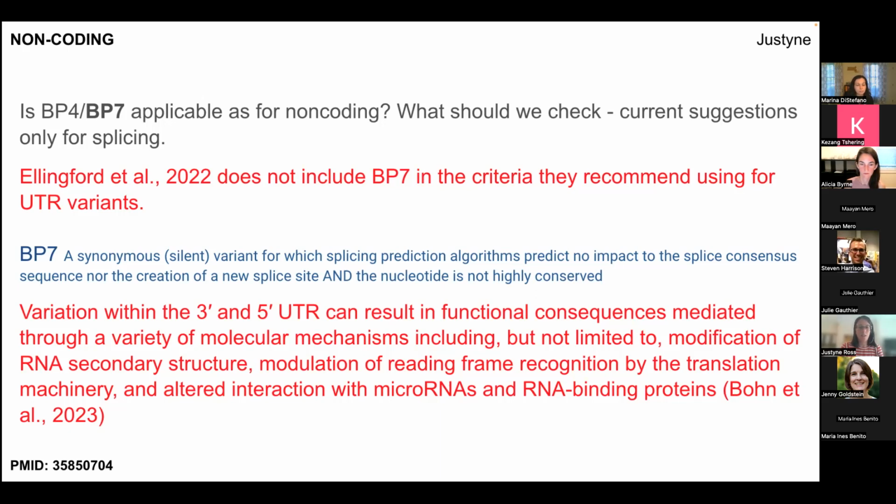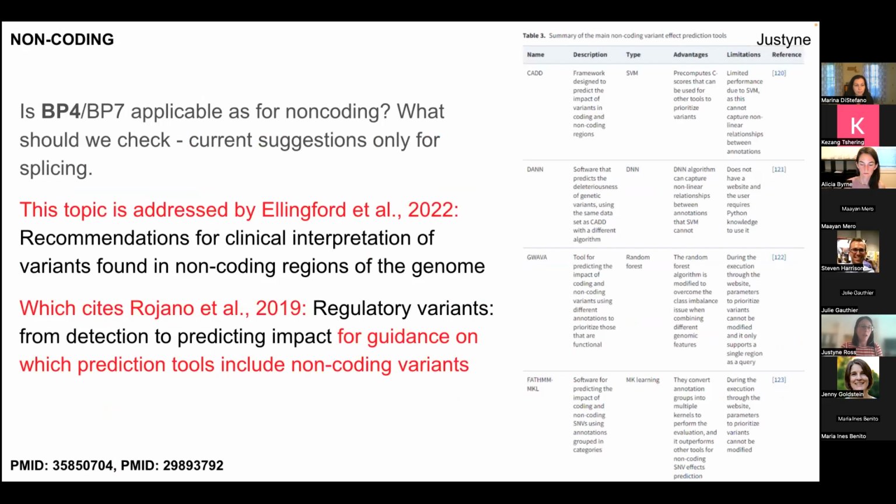whereas a UTR variant could have a splicing impact, but a lot of times if there is a functional consequence, there are other molecular mechanisms such as modification of RNA secondary structure, modulation of reading frame recognition by the translation machinery, and altered interaction with microRNAs and RNA binding proteins. So ruling out a splicing defect may not be enough for benign evidence for a UTR variant. You can, however, consider BP4.